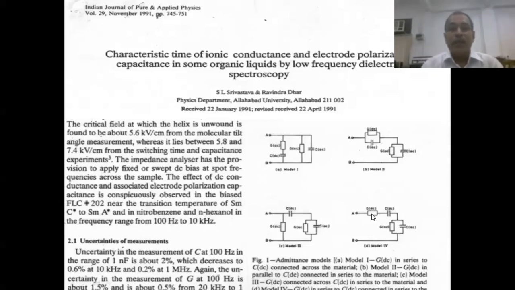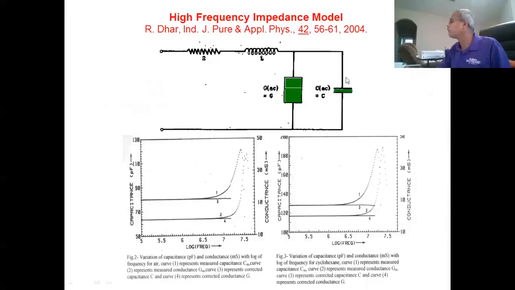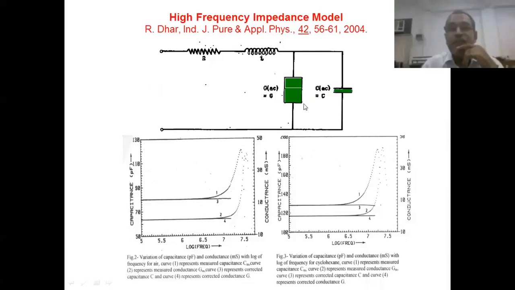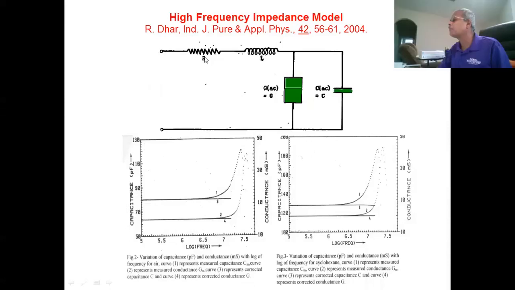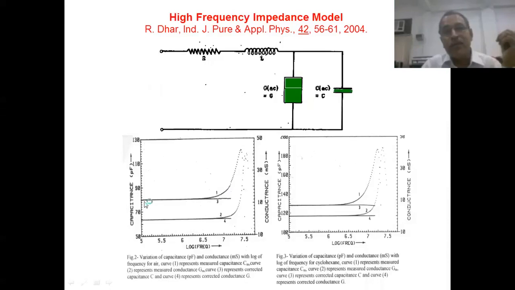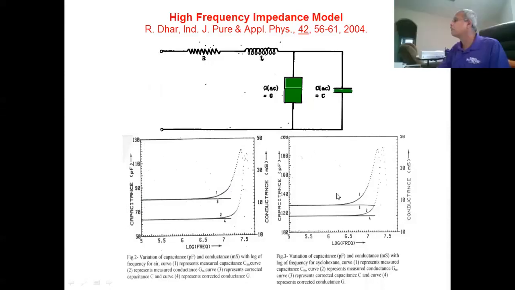And you see here the high frequency region. These are the components of your capacitance, but these are the parasitic elements. This is the inductance of the connecting wires, and this is the resistance of the connecting wires. Because of that, instead of getting a constant, you get this kind of curve, and then you separate these things, and only then you get the real result.